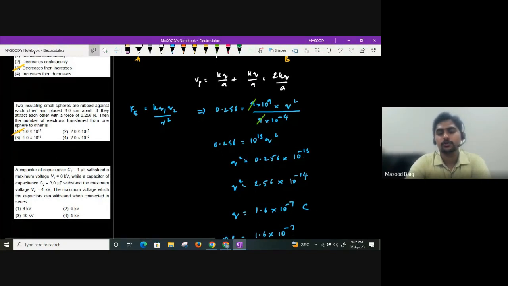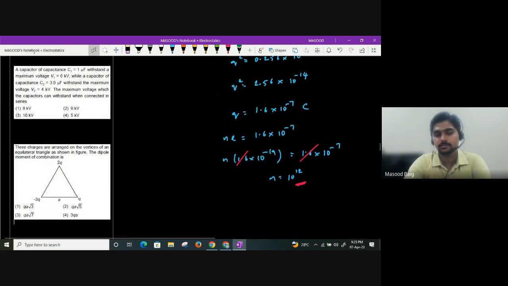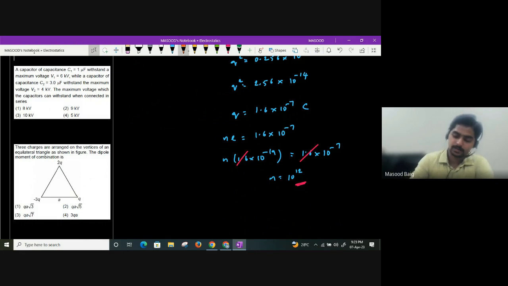A capacitor of capacitance 1 microfarad withstands a maximum voltage of 6 kilovolt, while a capacitor of 3 microfarad withstands a maximum voltage of 4 kilovolt. The maximum voltage which the capacitors can withstand when connected in series, they are asking. Please see, a capacitor of capacitance 1 microfarad can withstand how much maximum voltage? 6 kilovolt, right?